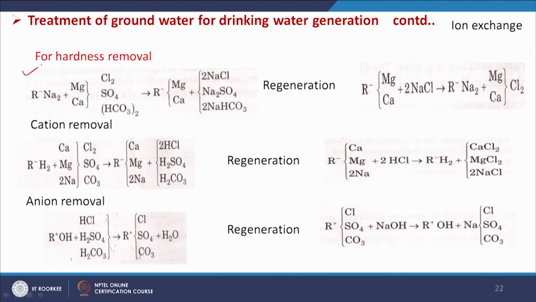So, here in hardness removal, this is the normal operation. Sodium is replaced by calcium and magnesium, the resin is converted to this form and we get this in the solution. For regeneration, we add brine solution and we get this form regenerated again, and the calcium and magnesium go into the solution. So, this is for hardness removal, and for cation removal and anion removal also, if we want to get higher purity water, this ion exchange method can be used. These are the normal operations and these are the regeneration operations.